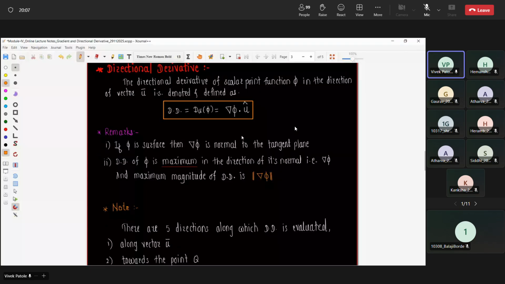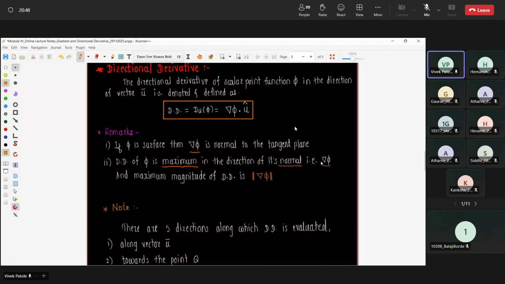Now, regarding this, there are remarks. What if phi is a surface that we already discussed above? Then del phi is representing what? The normal to the tangent plane at that particular point. If phi is a surface, then del phi is normal to the tangent plane, and the directional derivative of the given scalar point function phi is always maximum in the direction of its normal. And what is the normal of any given surface? It is del phi.